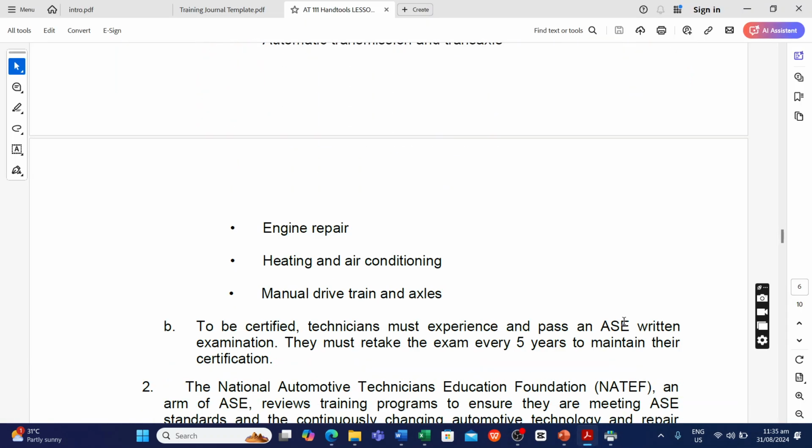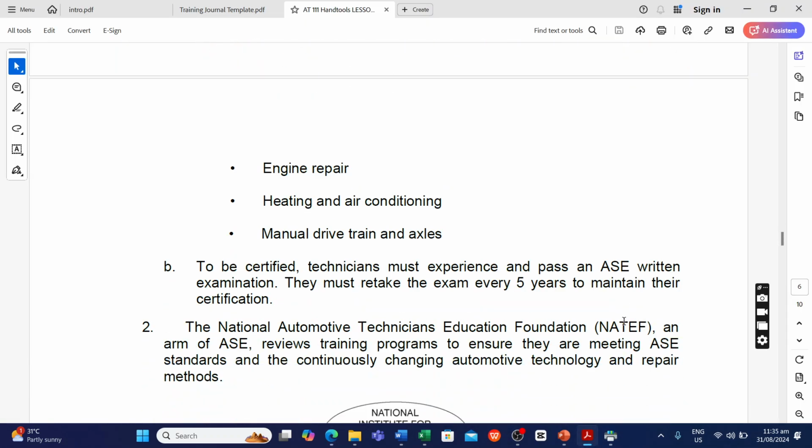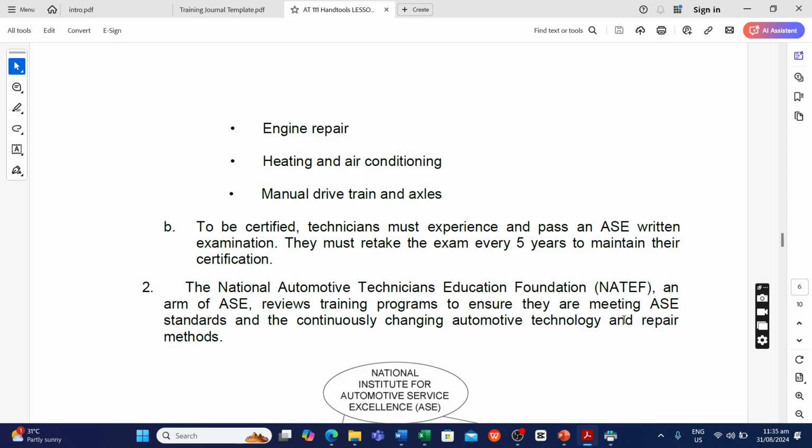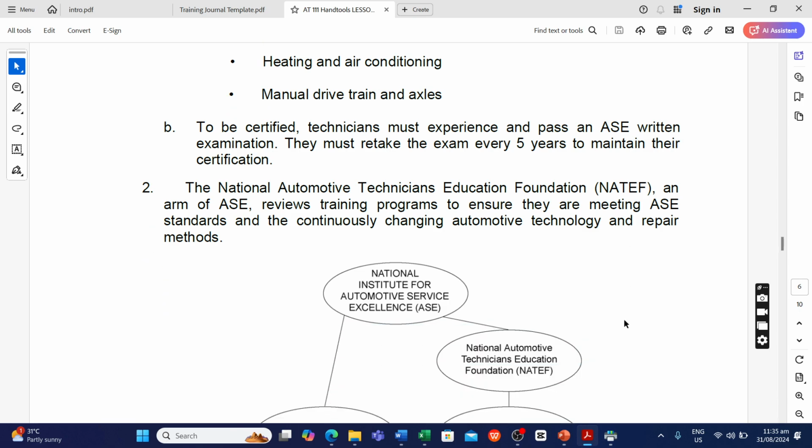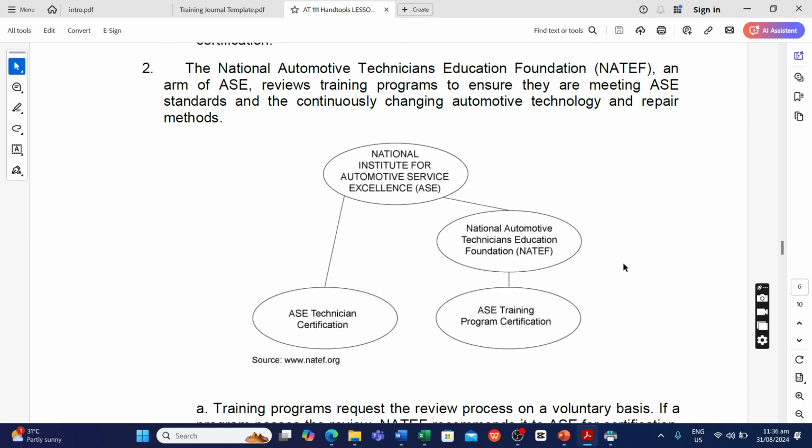Next, engine repair, heating and air conditioning, manual drivetrain, and axles. To be a certified technician, you must have experience and pass an ASE written examination. Ito yung sa ibang bansa, so kailangan makapasa ka dun sa written exam, and you must retake the exam every 5 years to maintain your certification. So, ito pa rin yung process sa ASE.